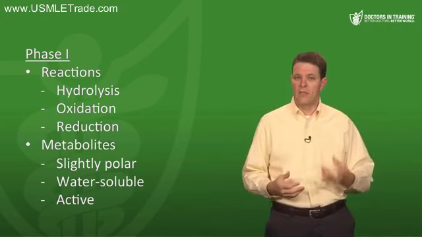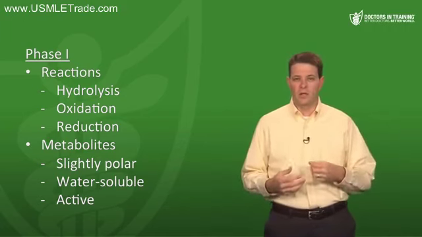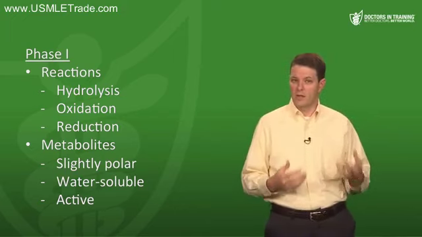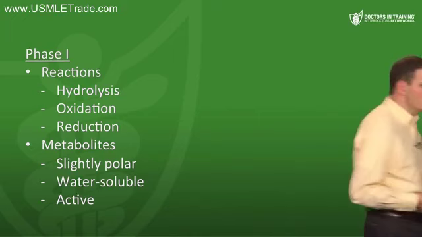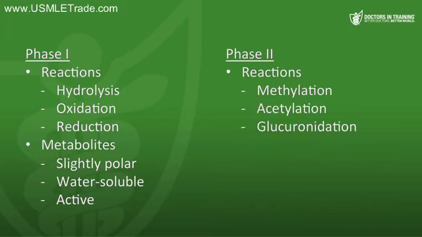For instance, methanol undergoes oxidation, which is a phase 1 reaction. It undergoes oxidation to become formaldehyde, which is even more toxic than methanol was to begin with. Then phase 2 reactions include things like methylation or acetylation or glucuronidation or sulfation. These are all examples of conjugation reactions.